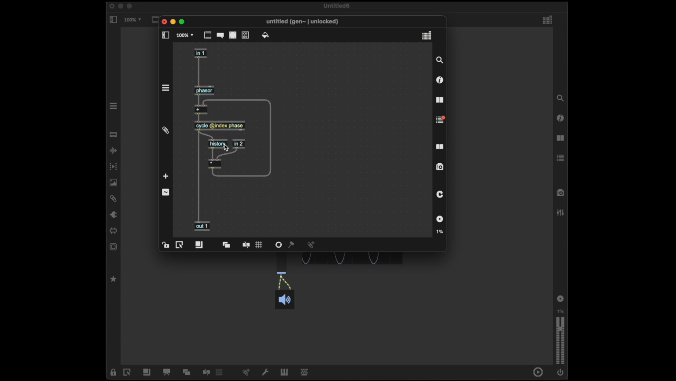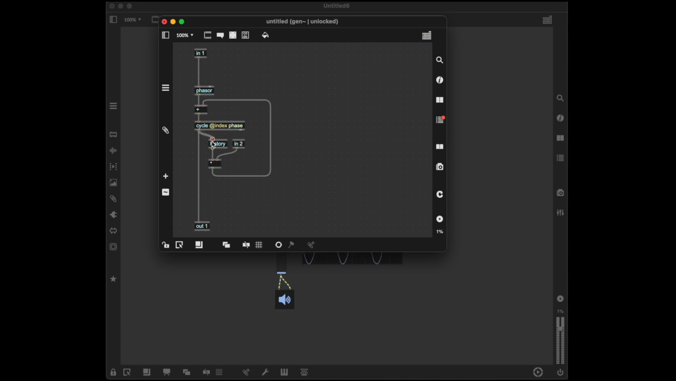And it's a really important tool for a lot of different things, like that's how you make filters and stuff. But what I'm going to do is take one sample behind, and then I'm going to take that and send it back into itself. So that's going to be feedback. That's how you do feedback in phase modulation.